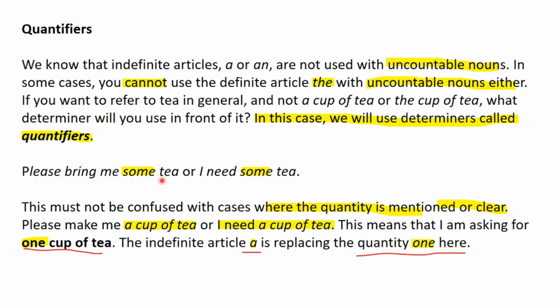But keep in mind that quantifiers are used when the quantity is not mentioned. If the quantity is ascertainable, we will have to use determiners like a cup of tea or the cup of tea on the table when we are making a specific reference to it. So in that case, we will use the definite articles or the indefinite articles depending on the context.